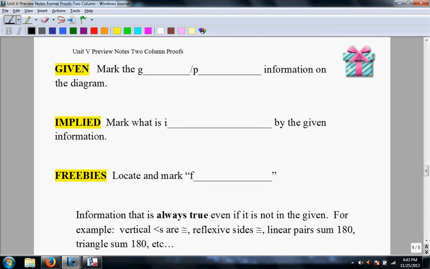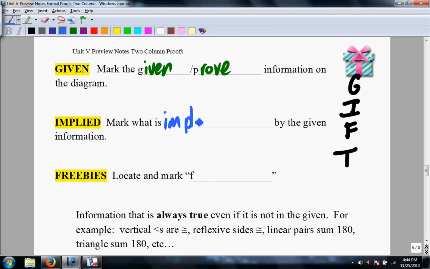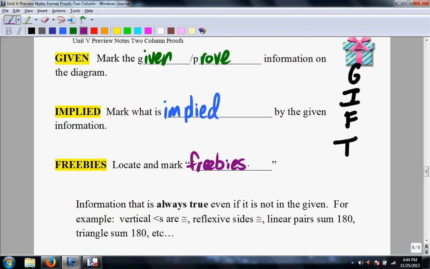Let's recap. When you do geometric proofs, it's really important you follow the principle of gift. Given, implied, freebies, and talk through. Given means you mark the given information and what you're trying to prove on the diagram. Implied, you mark what's implied by the given. Freebies, you locate and mark your freebies.